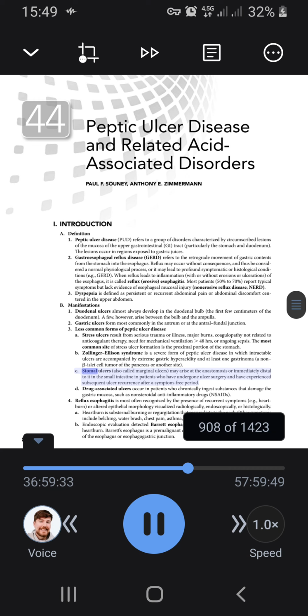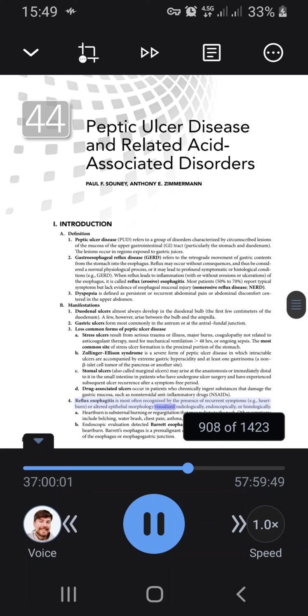C. Stomal ulcers, also called marginal ulcers, may arise at the anastomosis or immediately distal to it in the small intestine in patients who have undergone ulcer surgery and have experienced subsequent ulcer recurrence after a symptom-free period. D. Drug-associated ulcers occur in patients who chronically ingest substances that damage the gastric mucosa, such as non-steroidal anti-inflammatory drugs, NSAIDs.